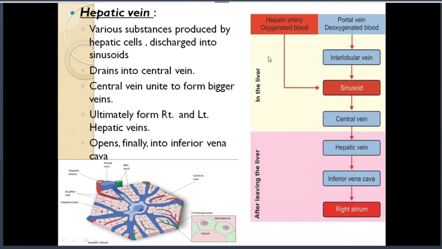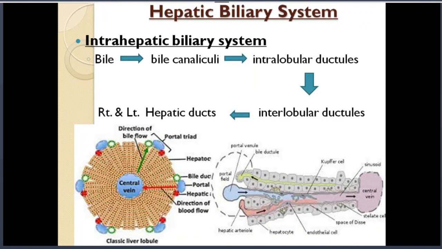Finally, the hepatic circulation starts from the hepatic artery and portal vein. It mixes in the sinusoid and supplies all the hepatocytes. Then hepatocytes drain their deoxygenated or used up blood with all the metabolites into the central vein. The central vein then forms the interlobular vein, and finally right and left hepatic veins that open into the inferior vena cava.